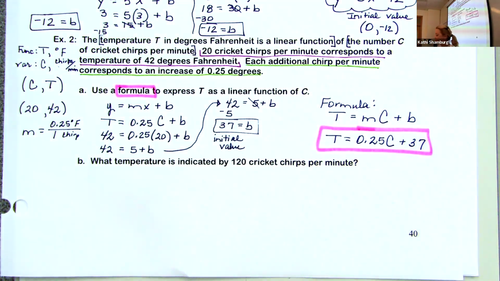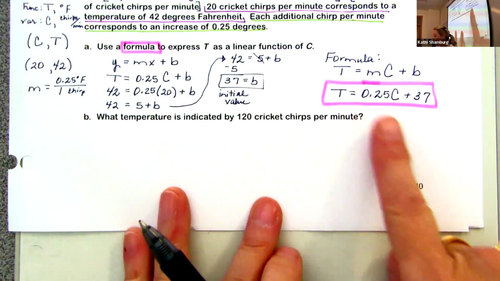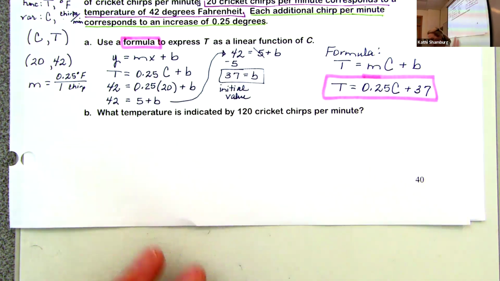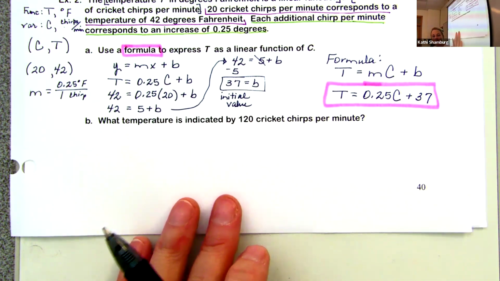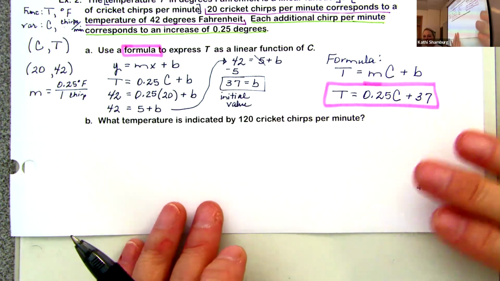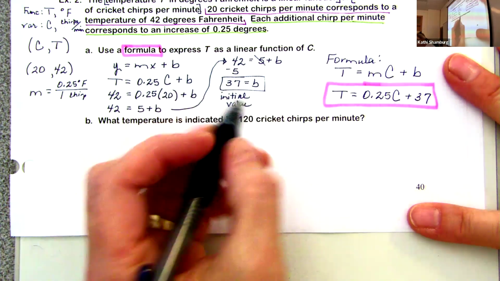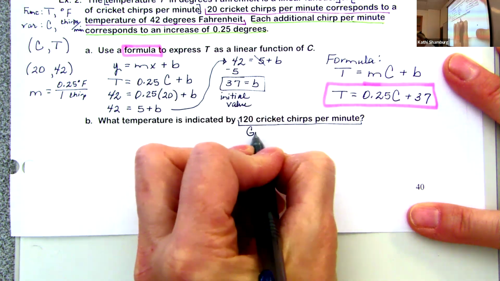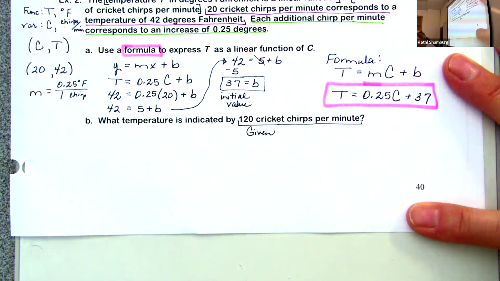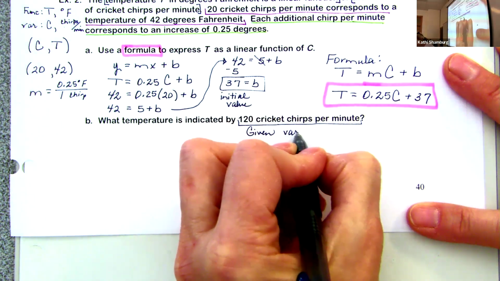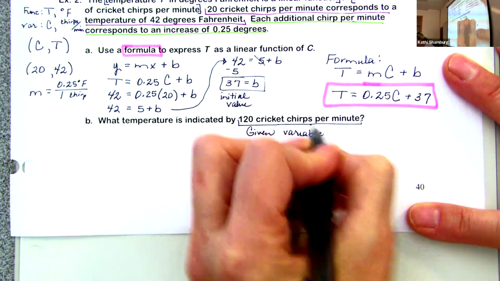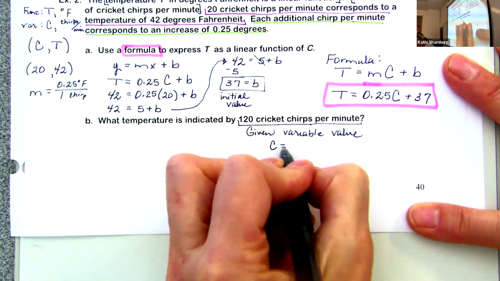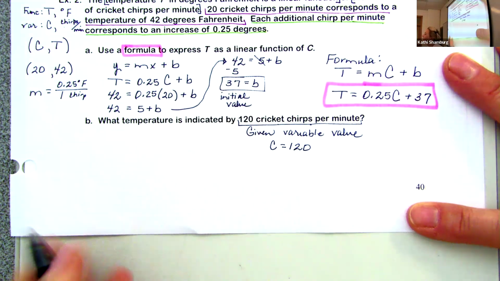That's ultimately what it's asking for. Slope was given, we had to find the initial value. All right, what temperature is indicated by 120 cricket chirps per minute? What were we given? Variable value. And the variable is C, so they gave me C equals 120.